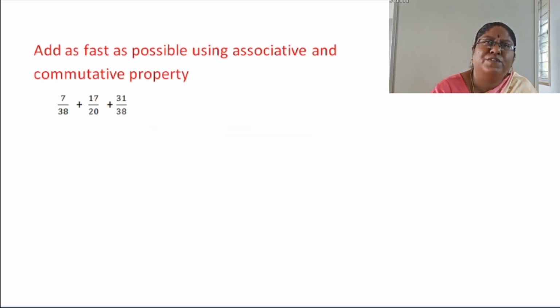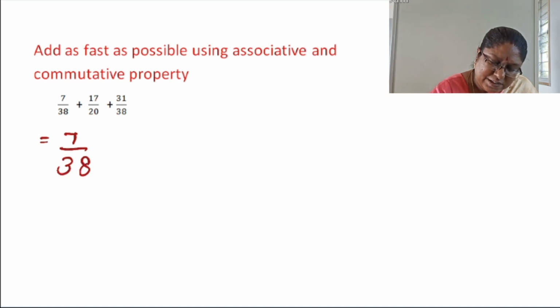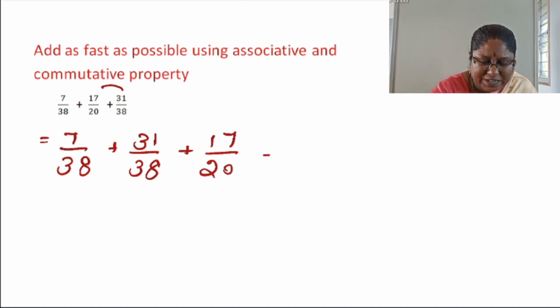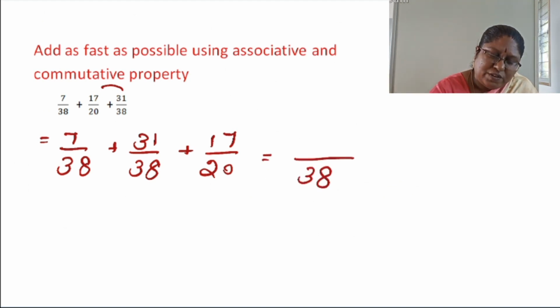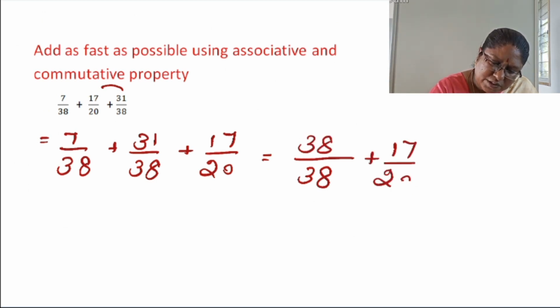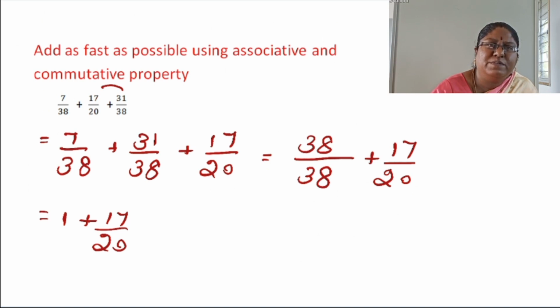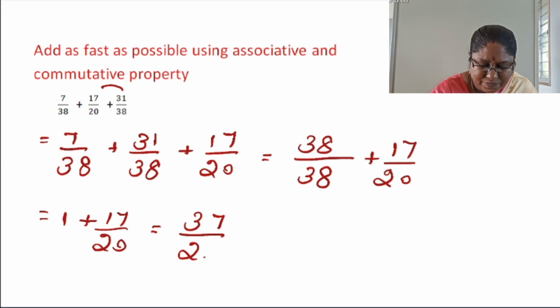Like this, another sum for fractions. First number keep as it is, 7 by 38. Exchange the second one from here to here, 31 by 38 plus 17 by 20. The denominators are the same, so make it quick, 38. So 7 plus 31, what will you get? 38 by 38 plus 17 by 20. So 1 plus 17 by 20. What will you have? Make it a mixed fraction: 1 and 17 by 20, which is 37 by 20. So like this you can do the addition in a quick way.